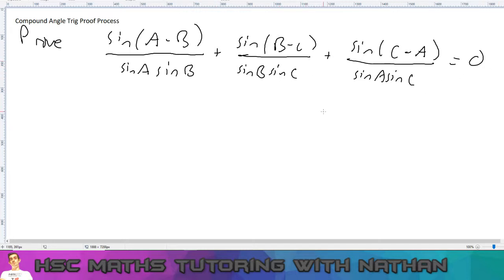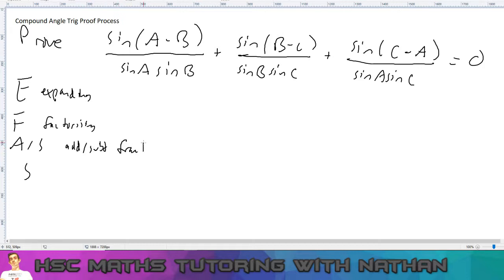So obviously, with trig proofs, the first step is pick a side. Now the obvious side here would be the left side because the right hand side is 0. You're not turning 0 into the left hand side. It's near impossible. But what I like to do is I call this the manipulation list. So this list is expanding, factorizing, adding and subtracting fractions, and sub-identities.